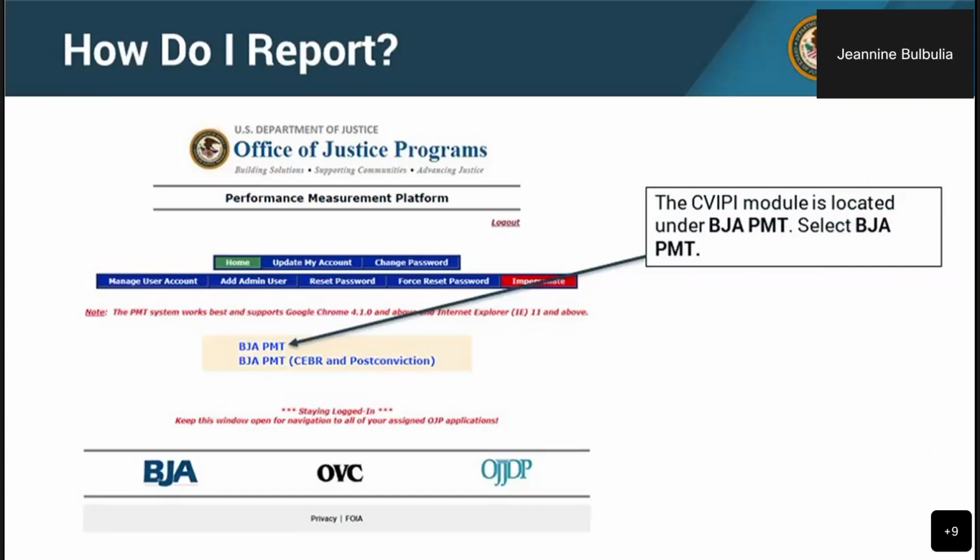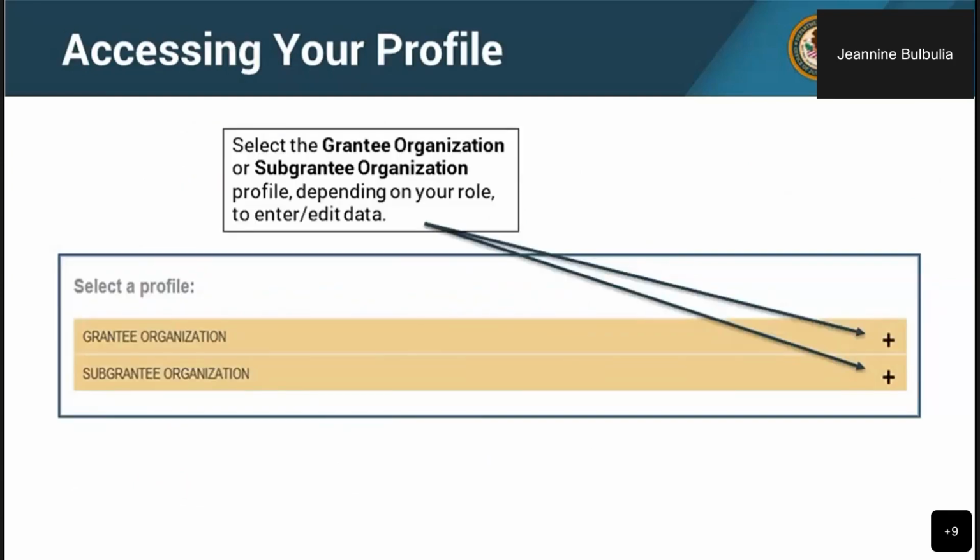Once you're logged in, you may see multiple options available to you if your organization receives funding from various OJP components. The CVIPI module is located under BJA PMT. The first profile page of the PMT displays the various awards your organization receives from a particular OJP program. If your organization receives funds from various sources, you will have access to multiple profiles.